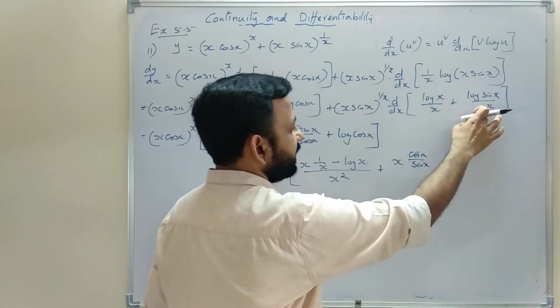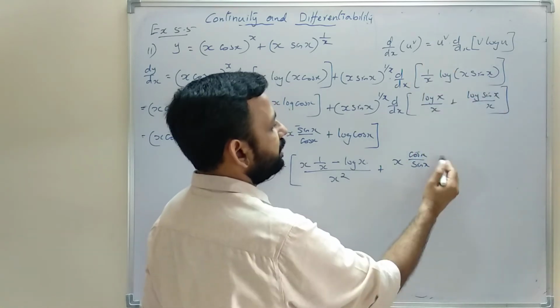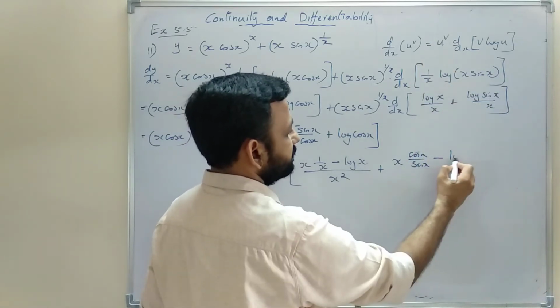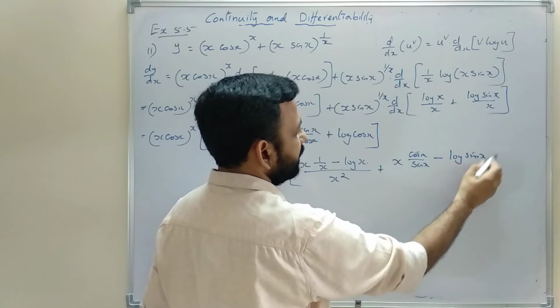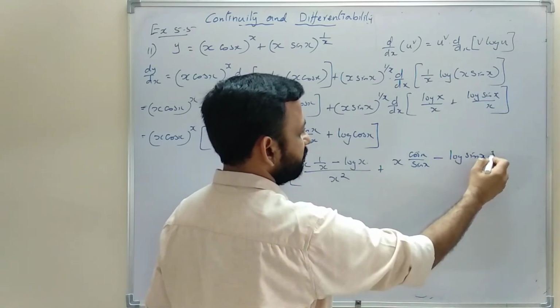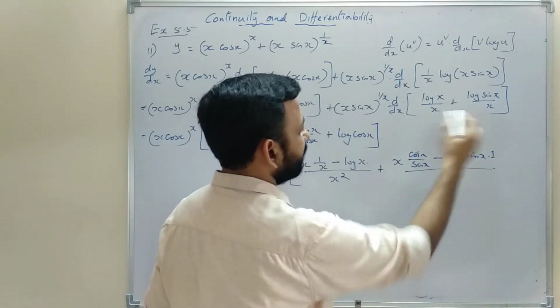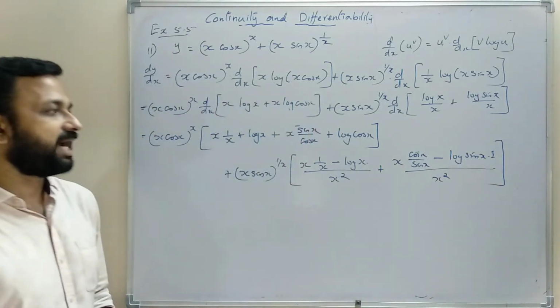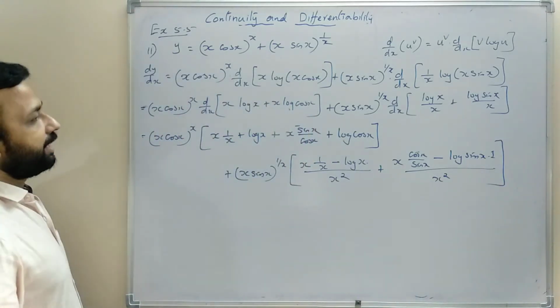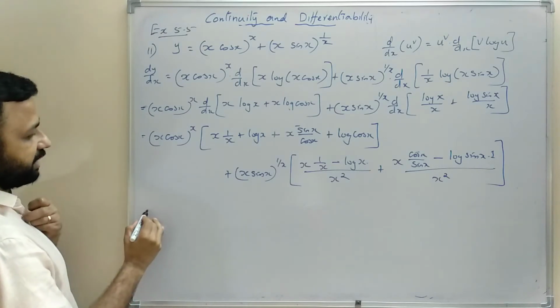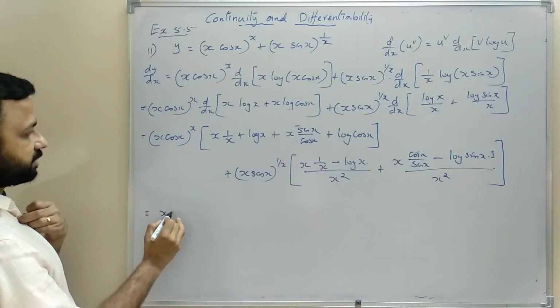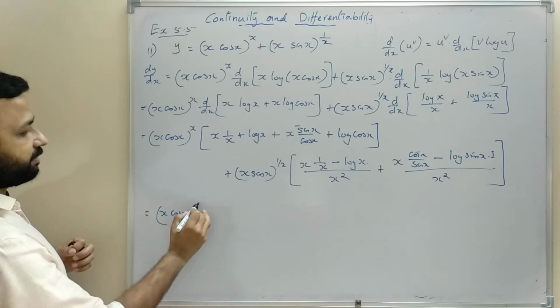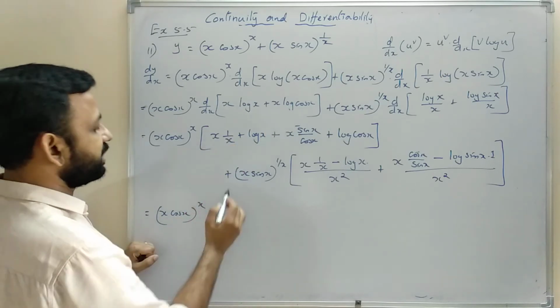So denominator into derivative of numerator minus numerator log sin x into derivative of denominator, that is 1, divided by square of the denominator, that is x square. So now we have done the differentiation. Now we need to simplify this one. So that is x into cos x raised to the power x, and x cancelled here.